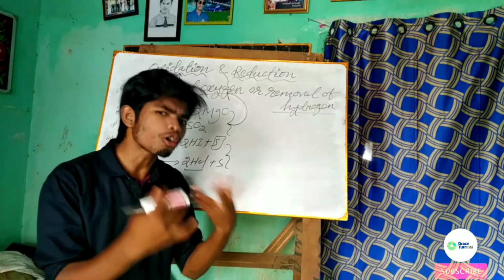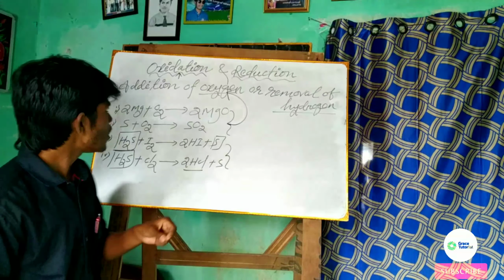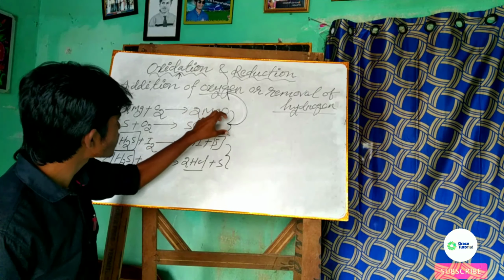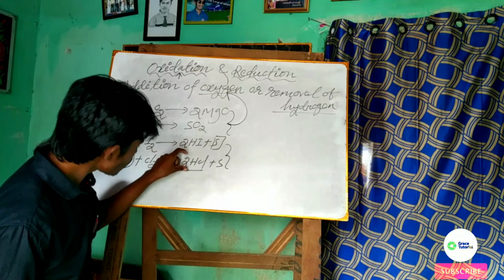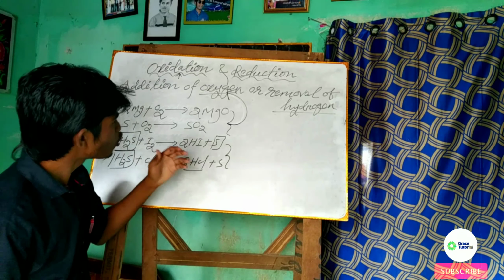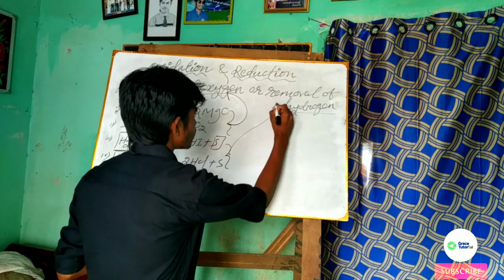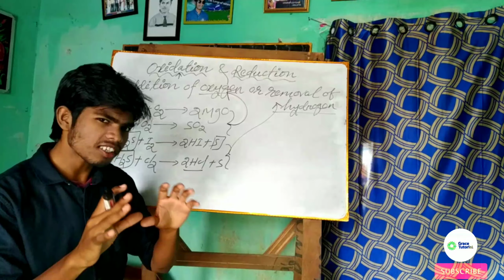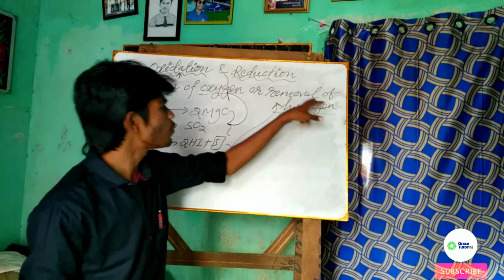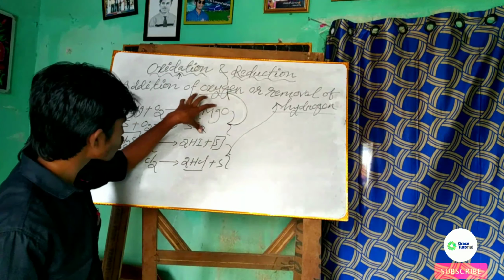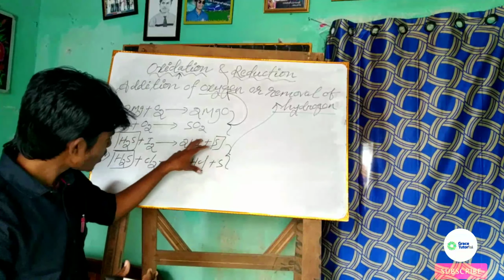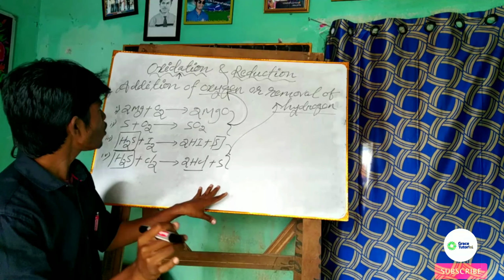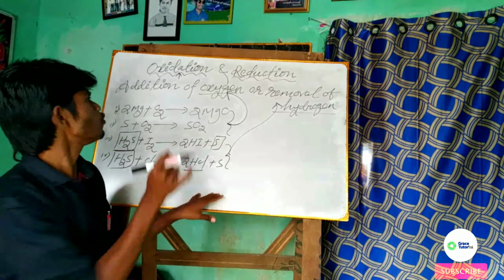So what is oxidation? Oxidation is the addition of oxygen. These two are the examples mentioned for the addition of oxygen, and these two are the examples given for the removal of hydrogen. Well, this is all about oxidation. So oxidation simply means the addition of oxygen or removal of hydrogen. The two examples are given here for addition of oxygen, and the remaining two examples are given for the removal of hydrogen. So this is all about the classical concept of oxidation.